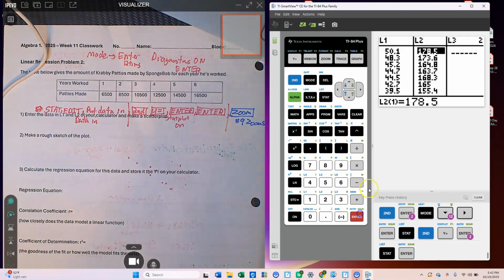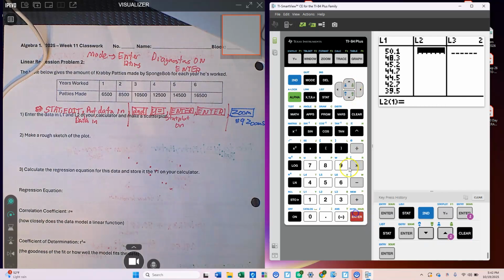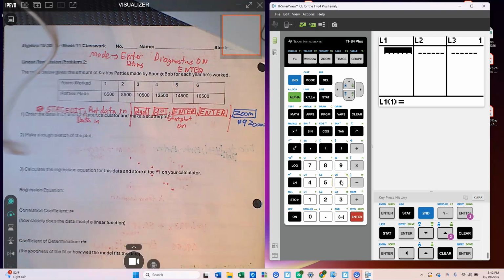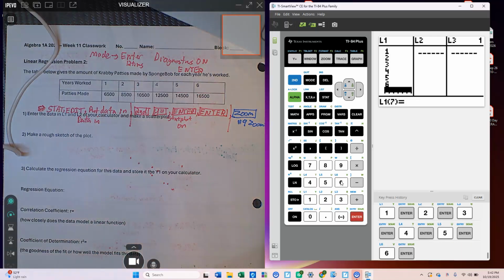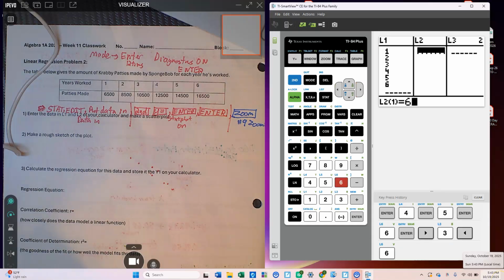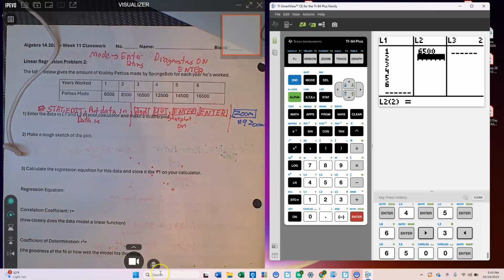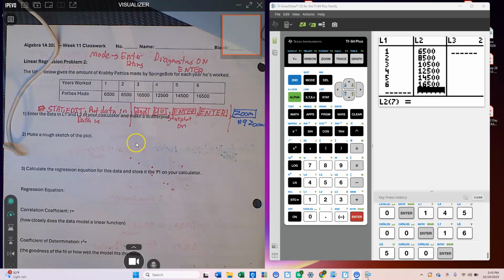Stat edit. If I want to clear it all, go up. So L2 is highlighted. Clear, enter. Don't ever hit delete. Clear, enter, down. Okay, 1, 2, 3, 4, 5, 6. I probably won't pause it for that. Okay, I might need it for... It's a lot of Krabby Patties. I'll pause it. Okay, we already had the stat plot turned on.